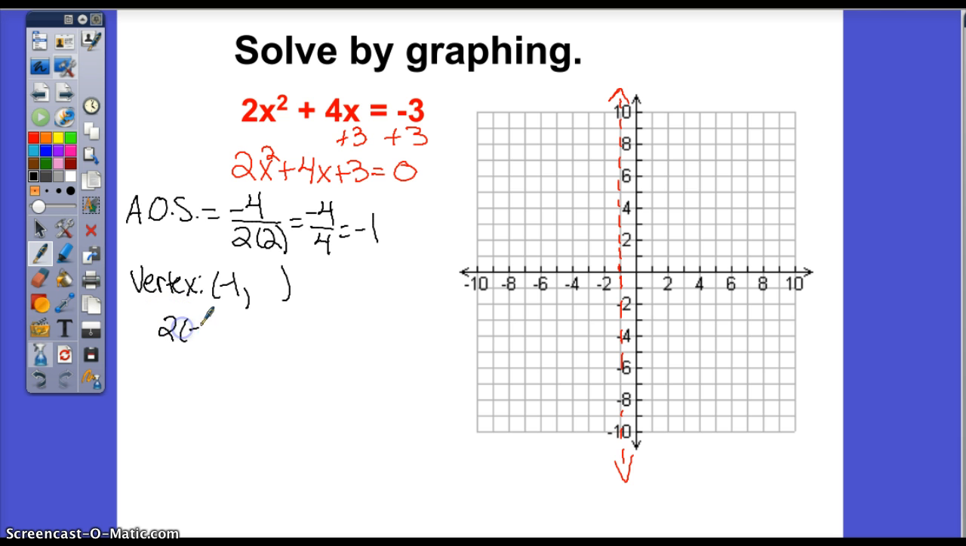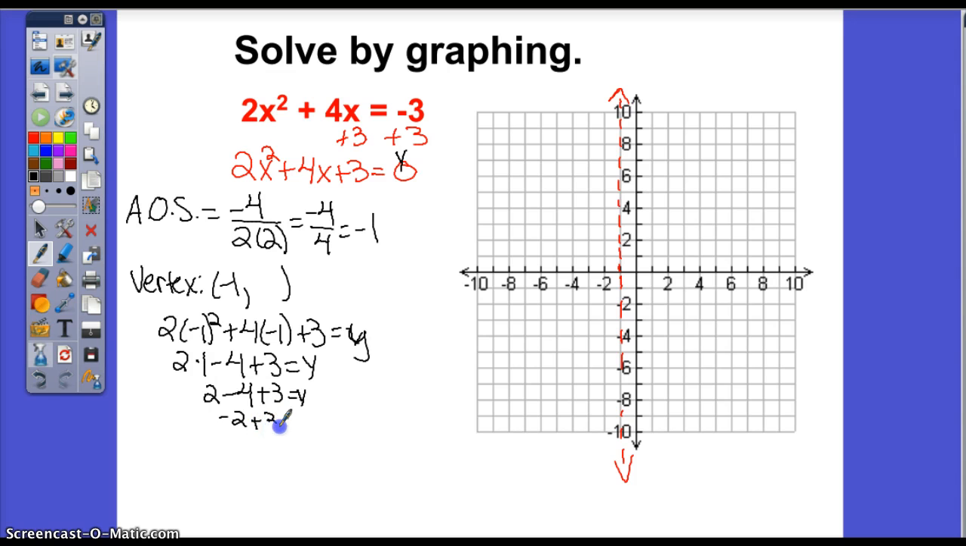So you have 2 times negative 1 quantity squared plus 4 times negative 1 plus 3 all equals y. So remember your 0 is really your y. So we have 2 times 1 minus 4 plus 3 equals y, which is 2 minus 4 plus 3 equals y. 2 minus 4 is negative 2 plus 3 equals y, which is 1 equals y. So you end up with negative 1 comma 1. Right there.